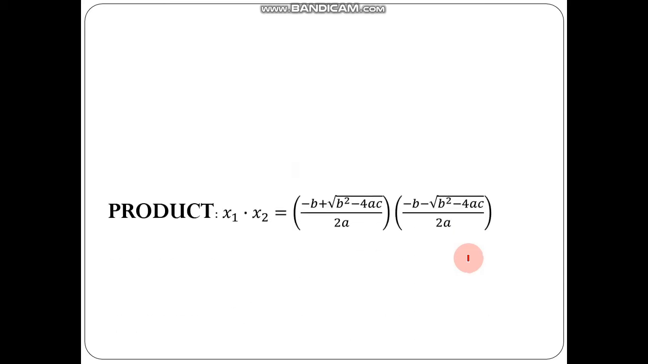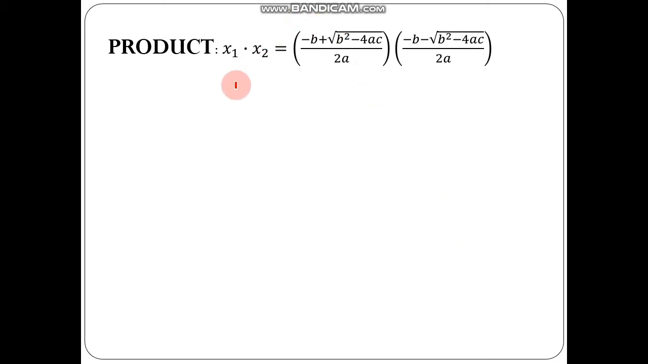And now let's go to the product. x sub 1 times x sub 2, again we will use the quadratic formula. Negative b plus square root of b squared minus 4ac over 2a times negative b minus square root of b squared minus 4ac over 2a. So multiply the denominators and the numerators.